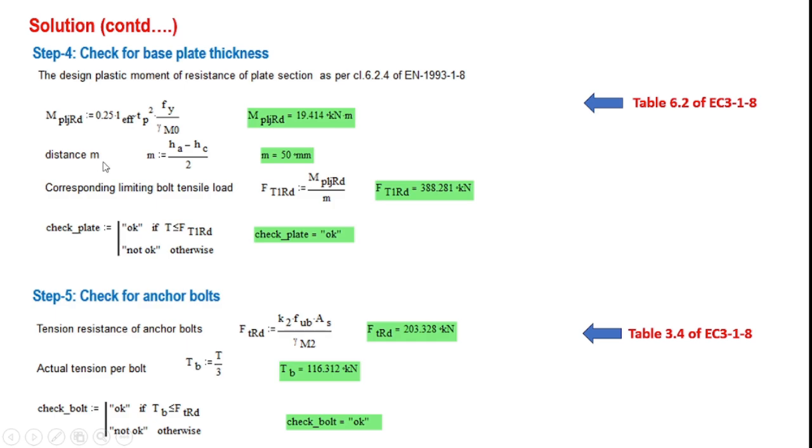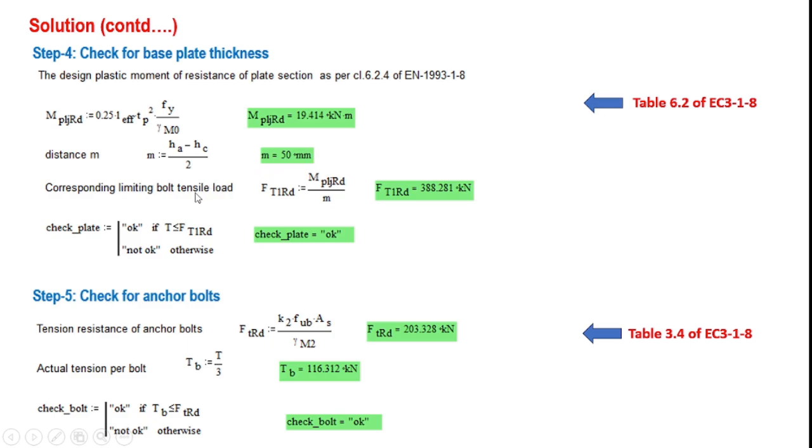Now we calculate the distance M. Distance M is nothing but the location of the anchor bolt measured from the face of the column, which is obtained as HA minus HC by 2. That is M equal to 50 mm.